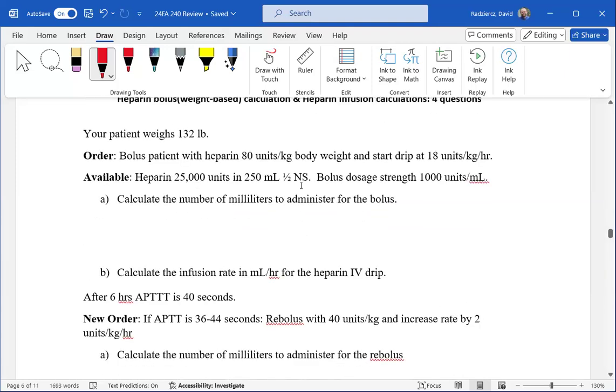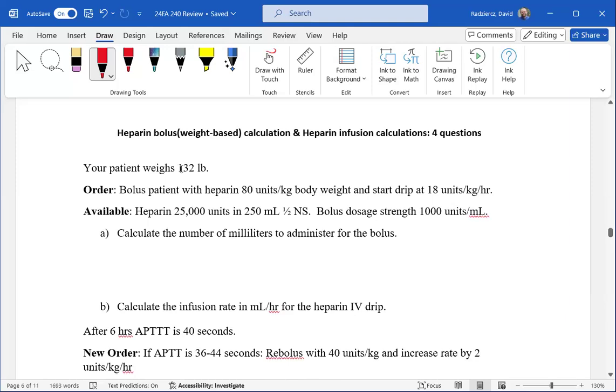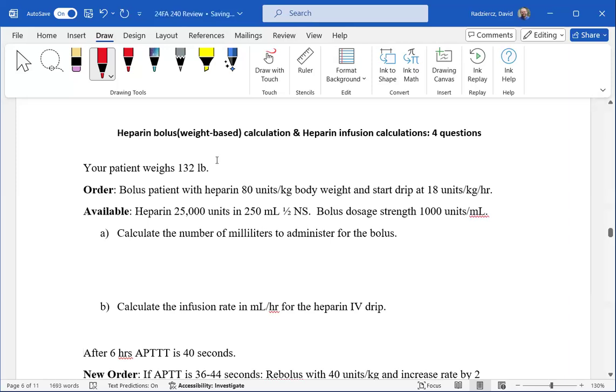All right. So for insulin, the example I gave is we have a patient that's 132 pounds, and you're just going to follow the weight-based heparin protocol. You're going to calculate for a bolus, and then calculate for an infusion rate using the order and the available dosage. So step one is we want to convert the patient's weight in pounds to kilograms. So 132 divided by 2.2, and I'm going to get 60 kilograms.